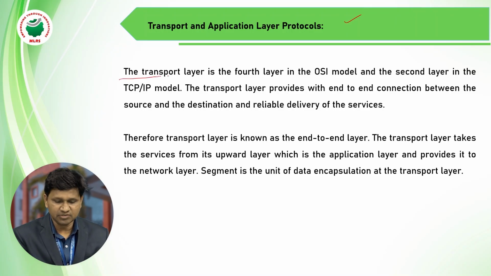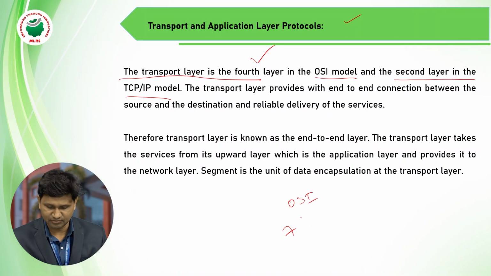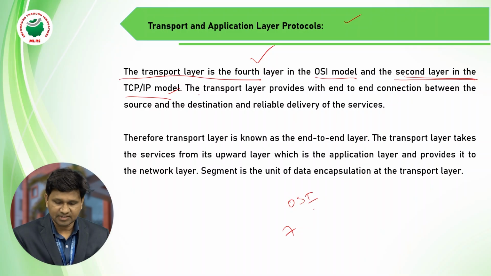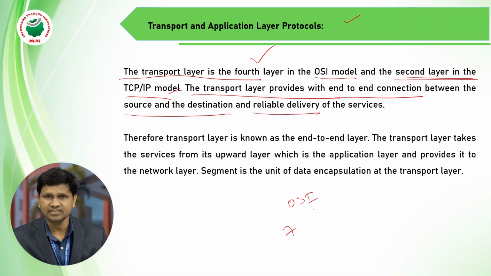The transport layer is the fourth layer in the OSI model and the second layer in the TCP/IP model. As we know, for exchanging data we have seven layers in the OSI model. This is the fourth layer, a very important layer in the OSI model, and we have another model called the TCP/IP network model, in which it is the second layer. The transport layer provides an end-to-end connection between the source and the destination and reliable delivery of services.